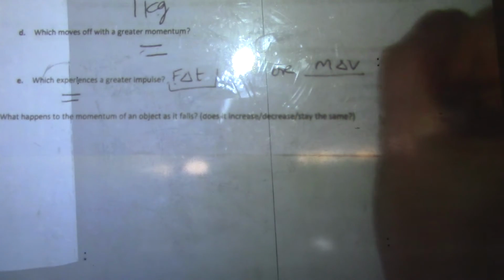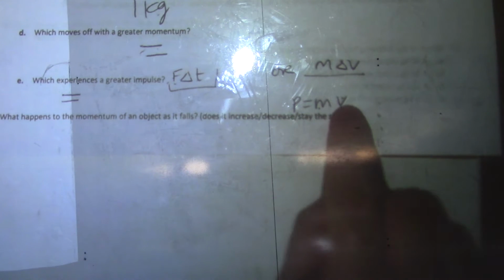What happens to the momentum of an object as it falls? So think about it as it's falling. Well, momentum is m times v. The mass obviously isn't changing as it falls. Your velocity is. As you get faster, your velocity is increasing. So if your velocity is increasing, keeping the same mass, that means your momentum must be increasing.